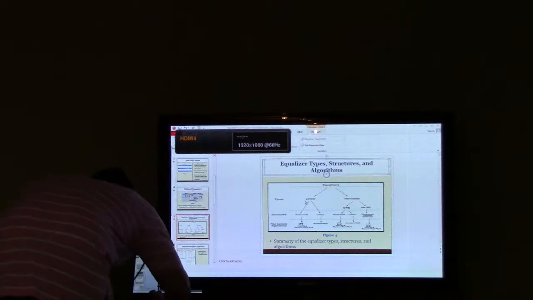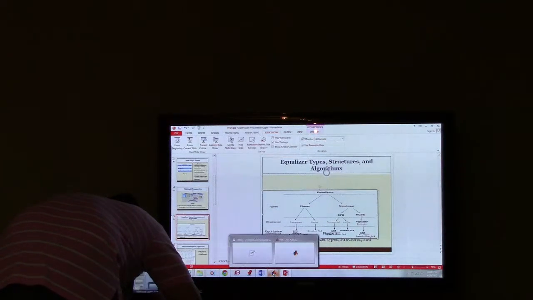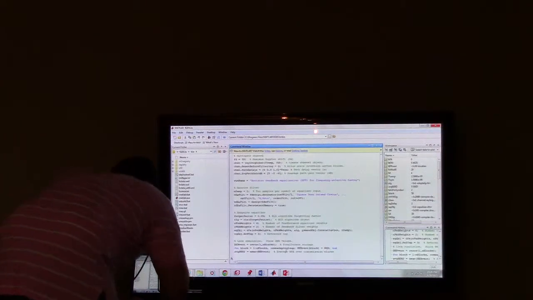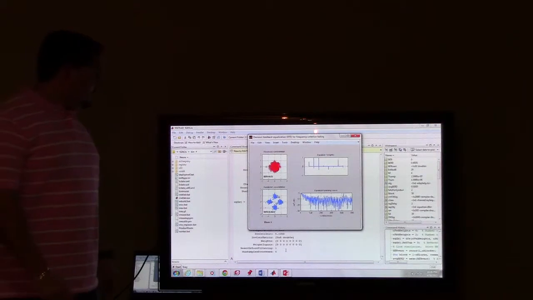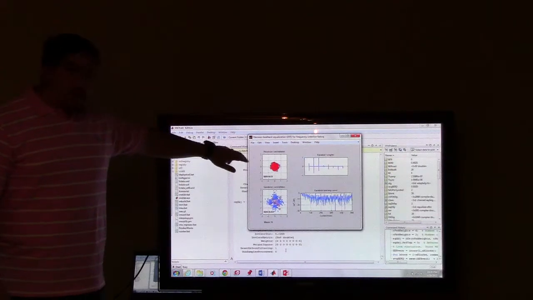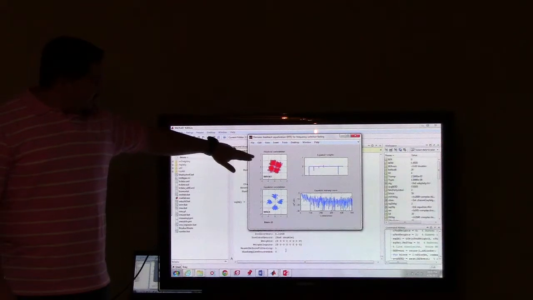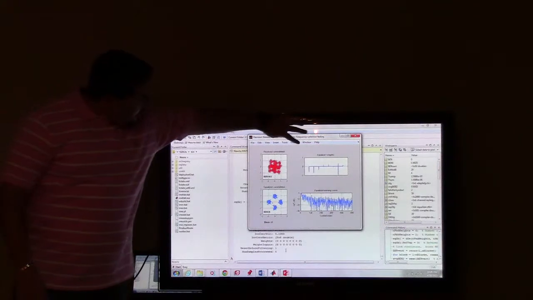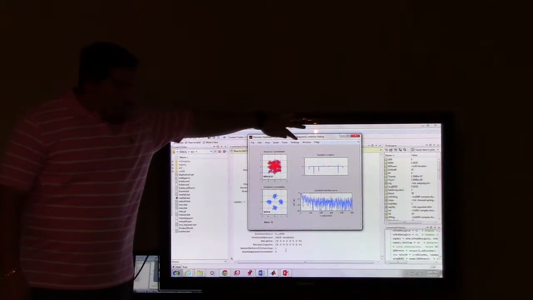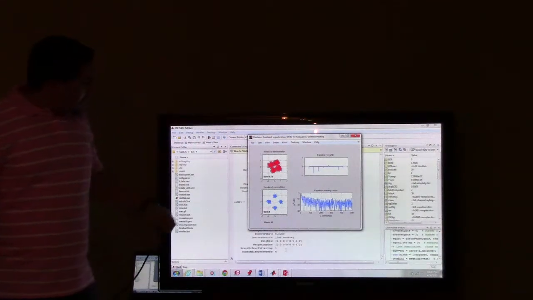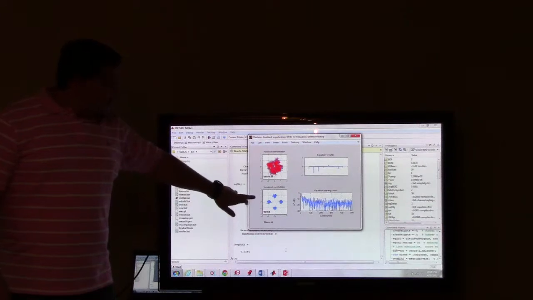Now I will go ahead and demonstrate the MATLAB simulation. As you can see, from the constellation, the received constellation without equalization is severely distorted. Over here, these are the equalizer weights. In other words, the taps are updating. And here's the equalized constellation.